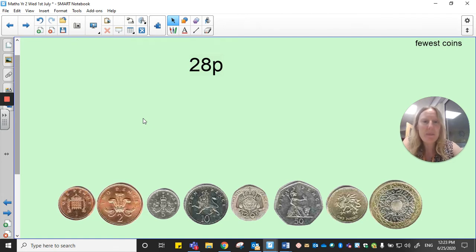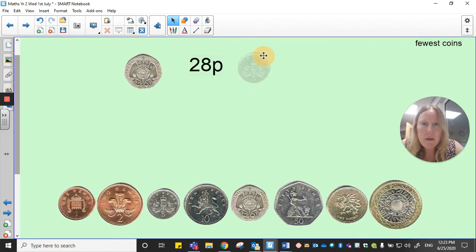Okay, so 28 pence. We don't need any pounds, do we? We don't need the hundreds of pence. So we don't need £2, don't need £1, 50 pence, too much. 20 pence, yep. Go, so 20 pence. We wouldn't need another 20 pence, that would get us to 40. We don't need a 10 pence, that would take us to 3 tens, 30.